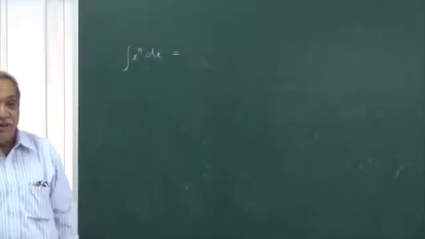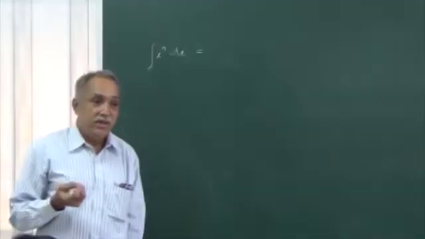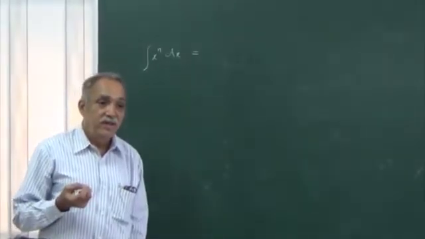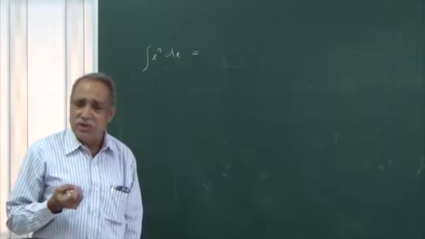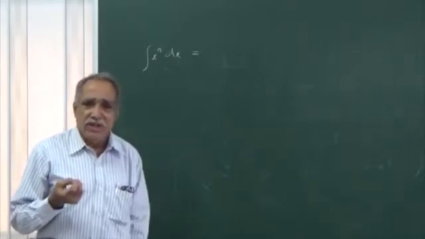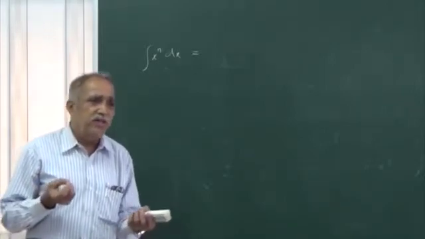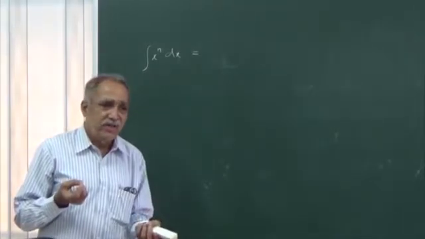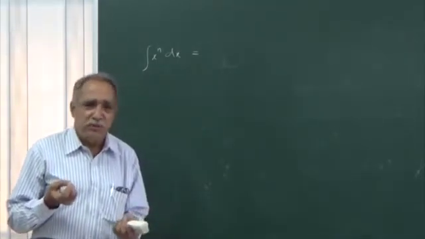n may be any rational number. Why should n be an irrational number? Why should n be a rational number? We do not know the meaning of x to the power n when n is irrational. What is x to the power root 2? Do you know the meaning?